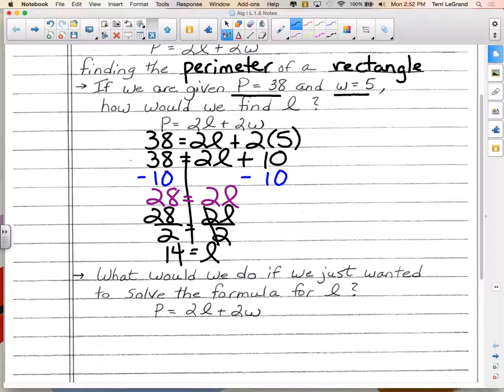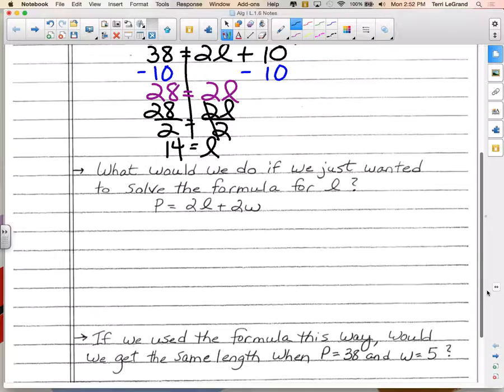So we're going to take those same skills now, and we're going to solve this perimeter formula for L, not knowing what the perimeter is or what the width is. We're going to say, I want this equation solved for L, not knowing what the perimeter is or what the width is. So here's what's going to happen. There are 3 variables in the formula to start with. There are still going to be 3 variables in the answer. It's just going to be rearranged. We're going to get the L by itself.